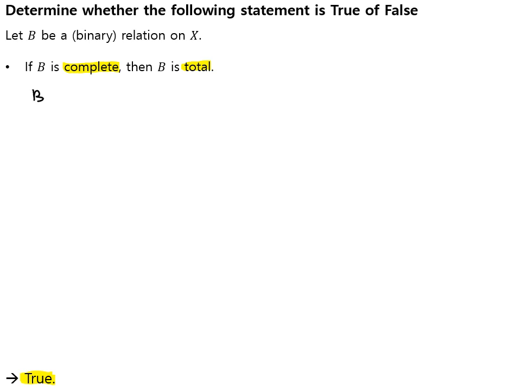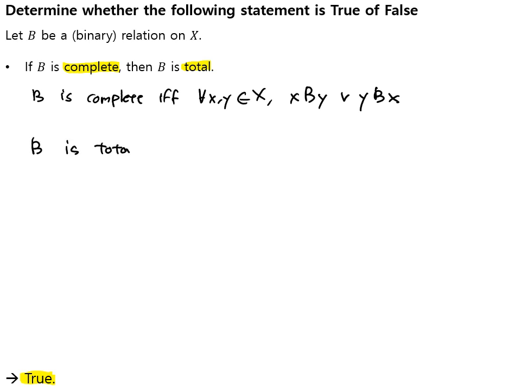B is complete if and only if for all elements x and y, either x is related to y or y is related to x. B is total if and only if for all x and y in X, if x is not equal to y, then either x is related to y or y is related to x.